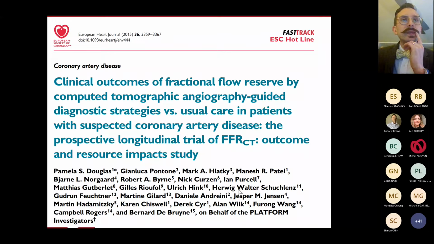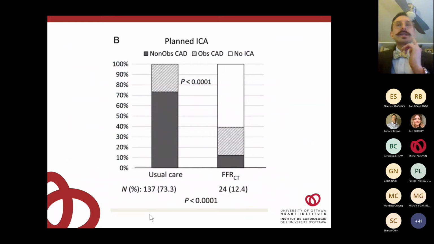And the primary endpoint was the percentage of those patients that went on to have an invasive coronary angiogram that showed no significant obstructive CAD. You can see that the regular testing arm had a significantly higher proportion of patients with a negative coronary angiogram at 73.3%, compared with only 12% in the FFRCT arm, yielding a risk difference of 61%.